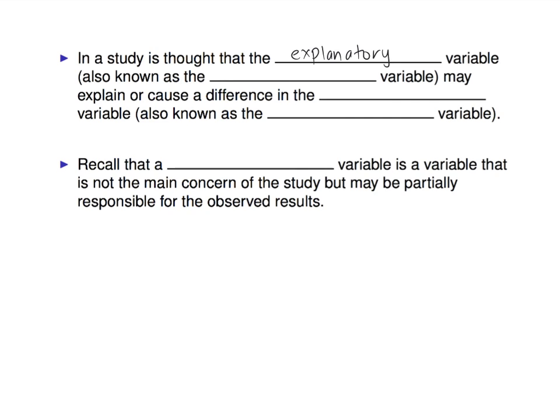Some other books call that the independent variable. It may cause a difference in the response, which other textbooks sometimes call the dependent variable. Okay, a confounding variable is a variable that is not the main concern of the study, but might be partially responsible for the observed results.